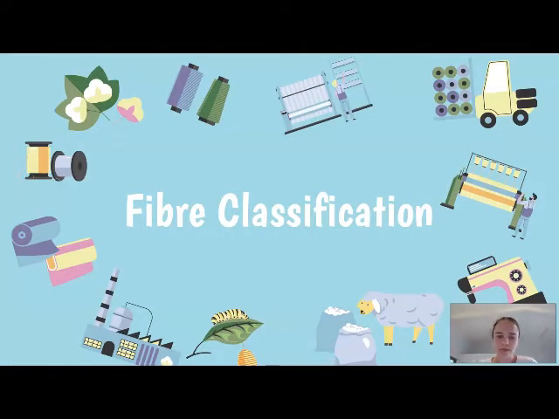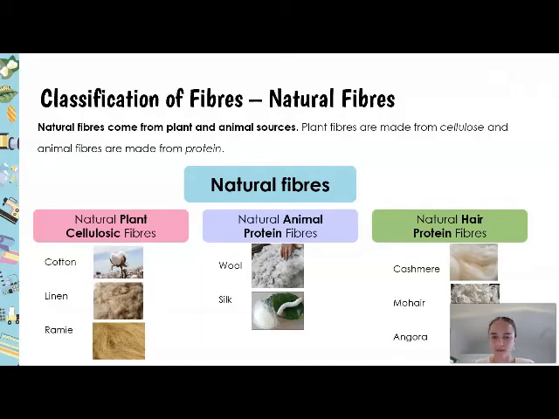Okay, now we're looking at fibre classification. Okay, so there's a few different types of fibres, and we are going to look at them in detail. So, the first fibre classification is natural fibres. Okay, so natural fibres come from plants and animal sources. Plant fibres are made from cellulose. You'll need to know that term. Cellulose, and animal fibres are made from protein.